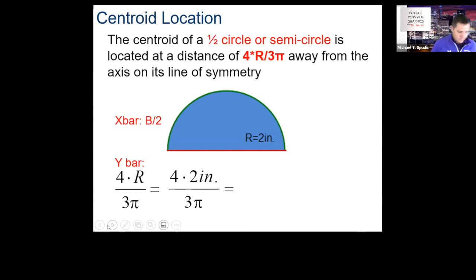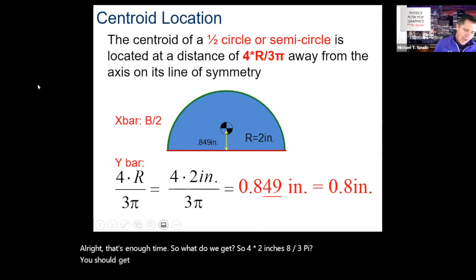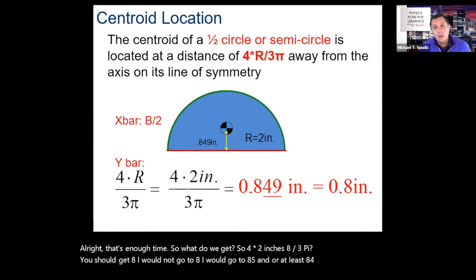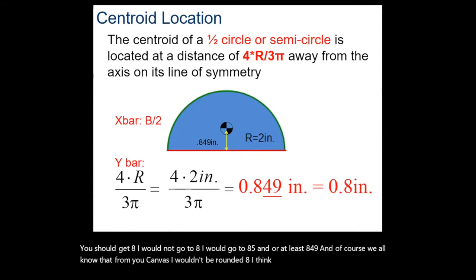All right. That's enough time. So what do we get? 4 times 2 inches, 8, divided by 3 pi. You should get 0.8. I would not go to 0.8. I would go to 0.85, or at least 0.849, and of course we all know that from Canvas. I wouldn't be around 0.8.